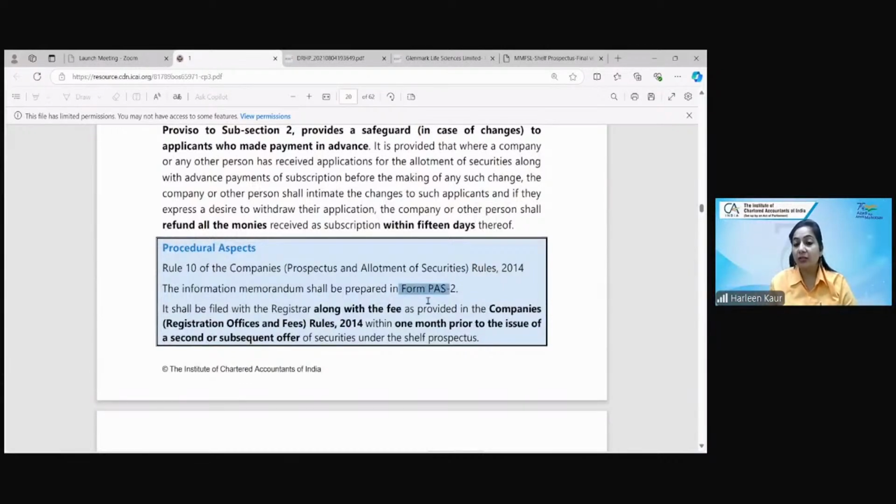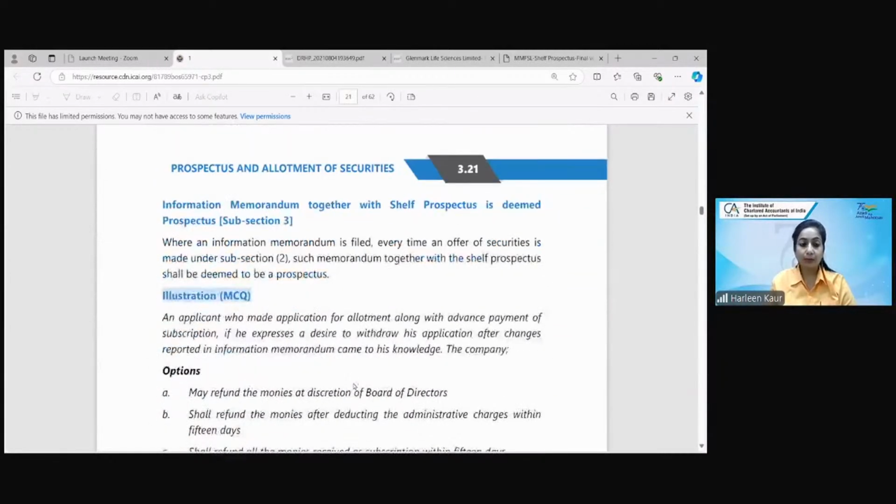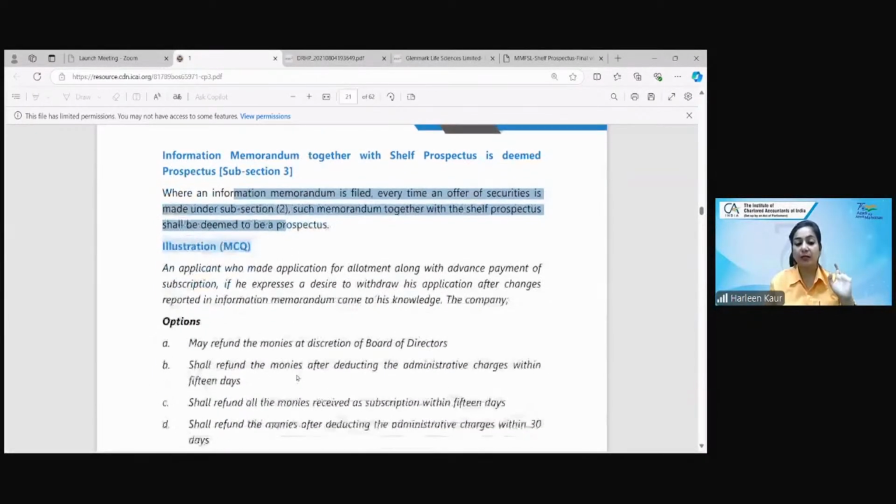So rule 10 is telling all these kinds of things, that PAS-2 form has to be used and 1 month prior to the subsequent issue. And what is the name? Information memorandum along with the shelf prospectus shall be deemed to be a prospectus.